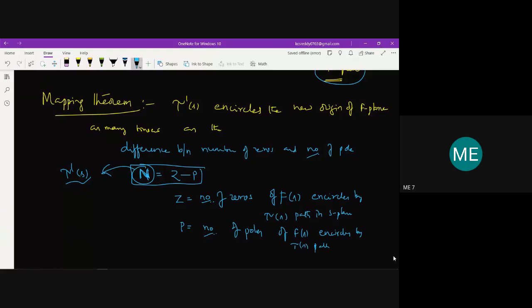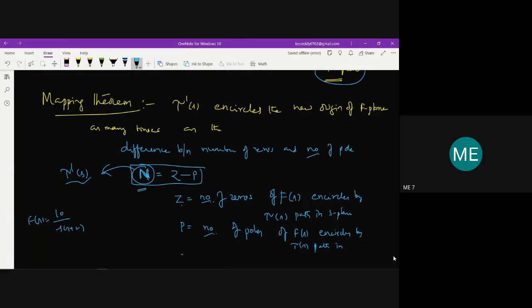Means, as in the previous case, there are two poles enclosed and no zeros. In the previous example, that is s equal to 0 and s equal to -2, for f of s equal to 10 by s into s plus 2. In this case, the tau of s path encloses 2 poles. Here z is 0. So the number of encirclements of the origin will become 2.